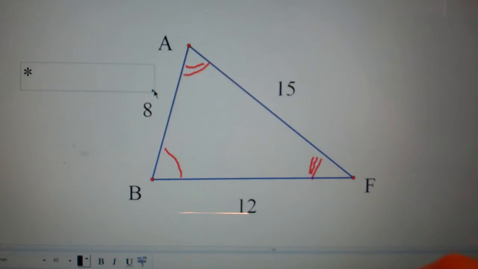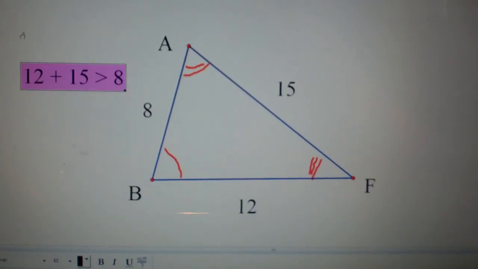What we're saying is 8 plus 15 has to be greater than 12 for this to be a triangle. We also can say that 8 plus 12 has to be greater than 15 in this triangle, which it is. And then we also have to say that 12 plus 15 is greater than 8. So three statements here that we need to be able to say.